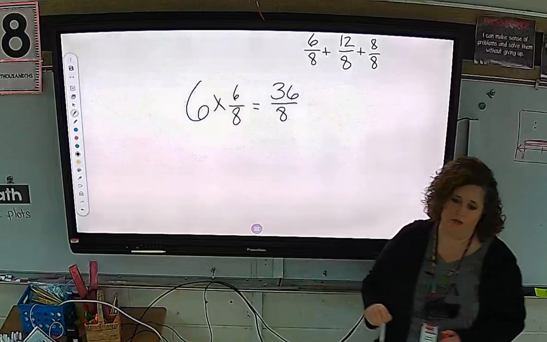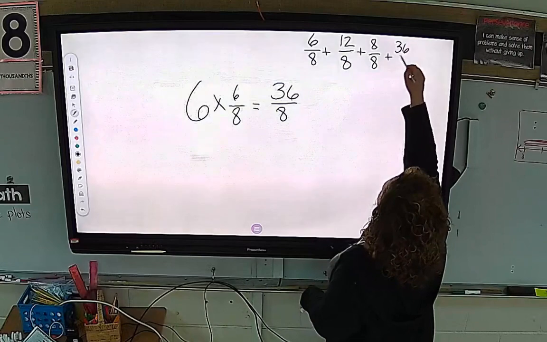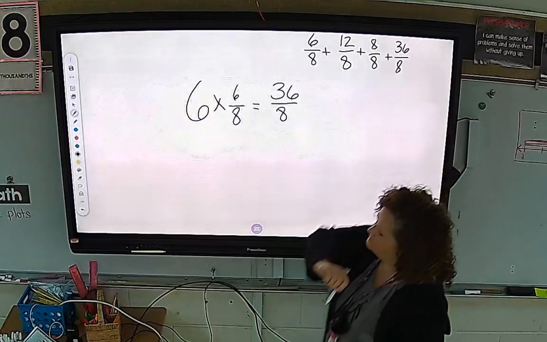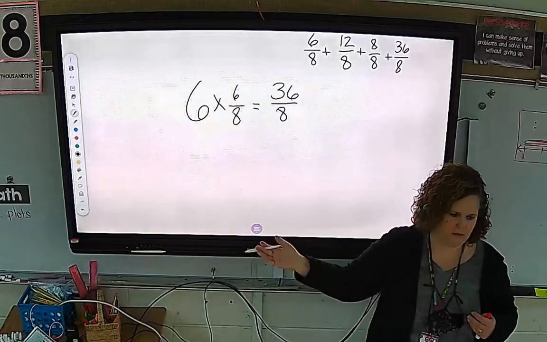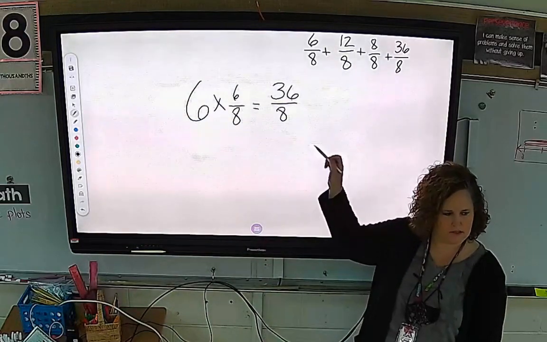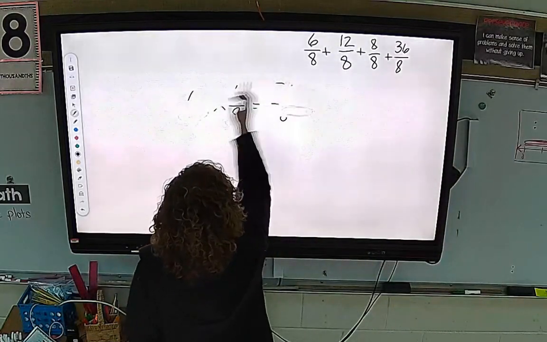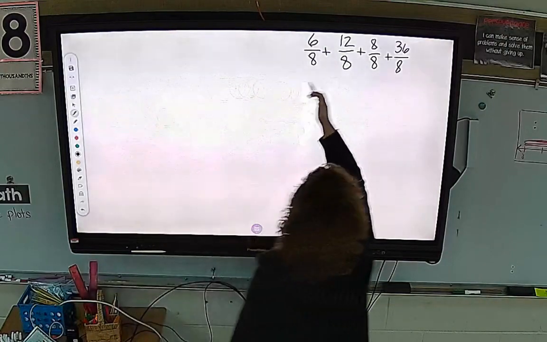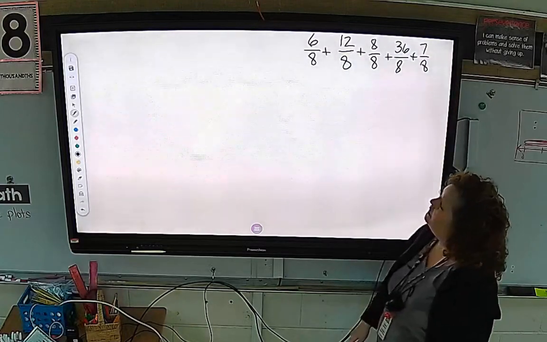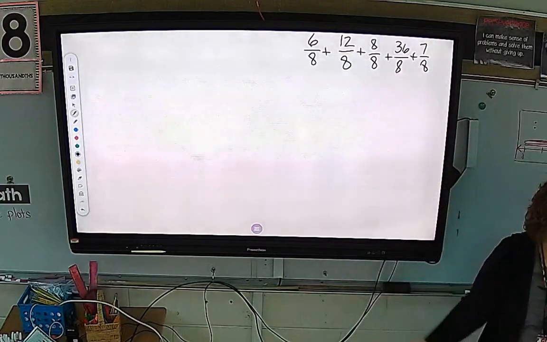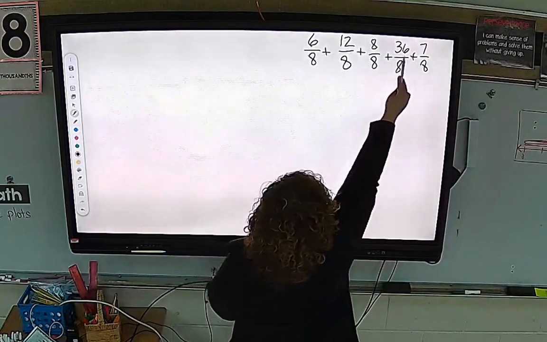And you might be itching to do a number bond. Not yet. Okay. It's kind of nice not to have to do the number bond for a little while. What are we going to add next? There's only one x. Do I really have to do 1 times 7/8? No. 7/8 is what it is. I'm just going to add 7/8. Now, we have a long addition problem, but it's not too bad. We're going to have to add 6 and 12 and 8 and 36 and 7.